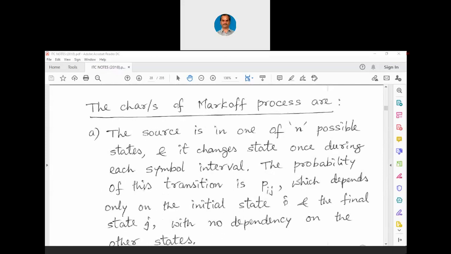So let us see in a little more detail. If you have any questions, you can always put them in the chat box, or else you keep listening. Now the characteristics of a Markov process are: the source is in one of n possible states, and if it changes state once during each symbol interval, the probability of this transition is Pij, which depends only on the initial state i and the final state j, with no dependency on the other states.